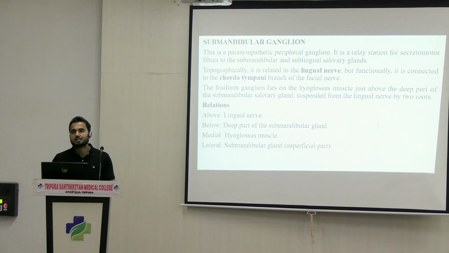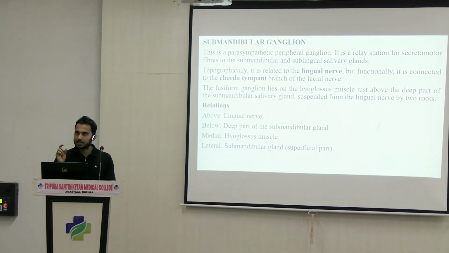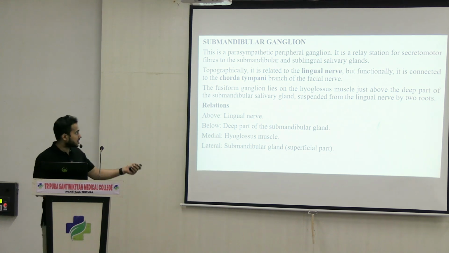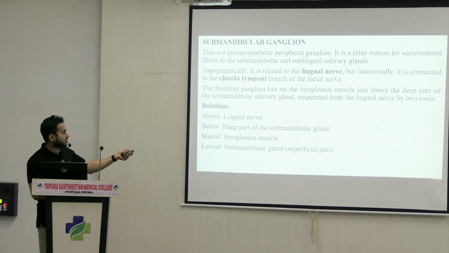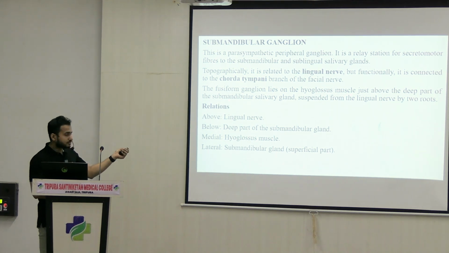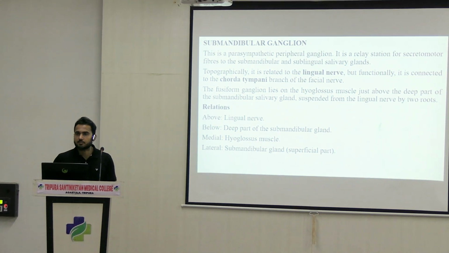Next, what is the location? Where is the submandibular ganglion situated? It is a fusiform ganglion that lies on the hyoglossus muscle, just above the deep part of the submandibular salivary gland.